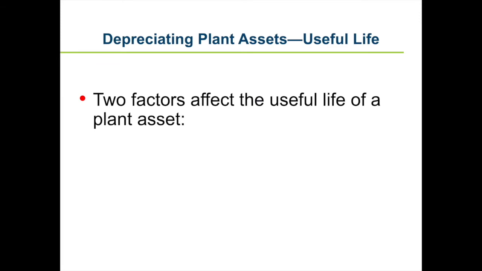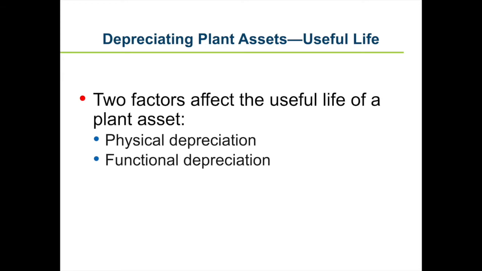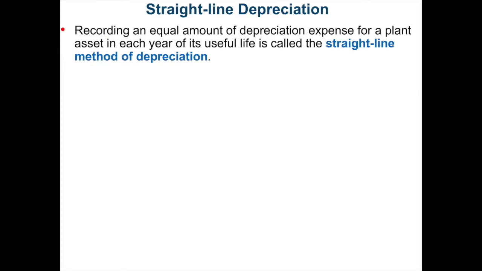2 factors affect the useful life of a plant asset. Physical depreciation is caused by wear and tear, deteriorating from aging, weathering, and so forth. Functional depreciation occurs when a plant asset becomes inadequate or obsolete. An asset is inadequate when it no longer can perform at an acceptable level of efficiency. A new asset of the same design and capability might replace it. An asset is obsolete when a more modern asset, perhaps using new technology, can operate more efficiently or produce a better service. Next, we're going to calculate depreciation expense and book value.